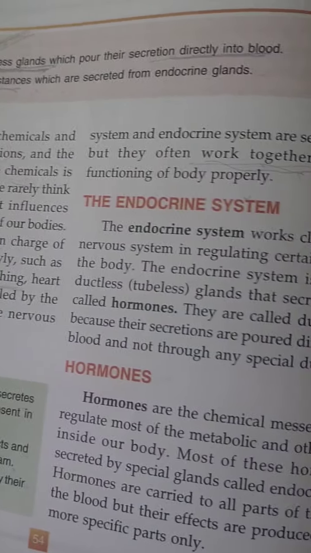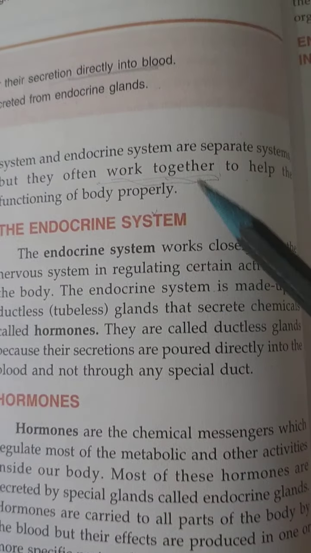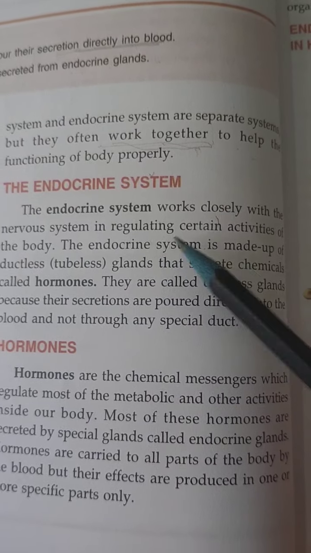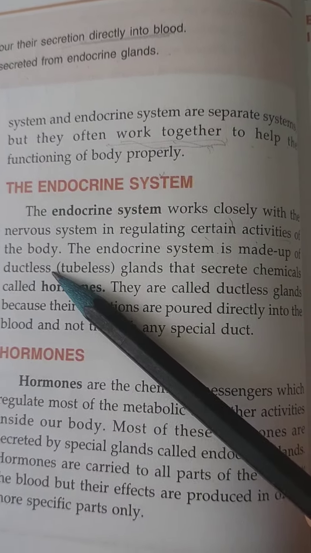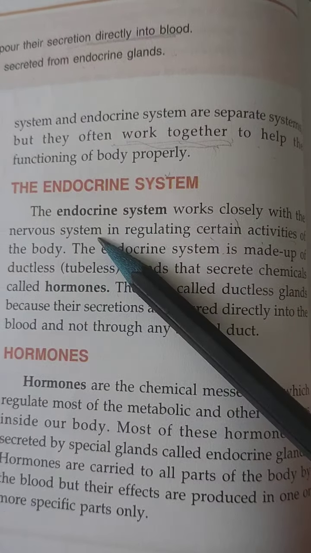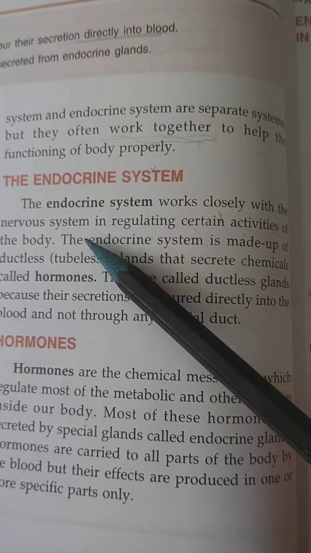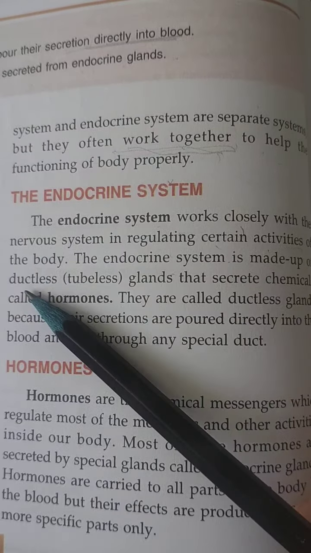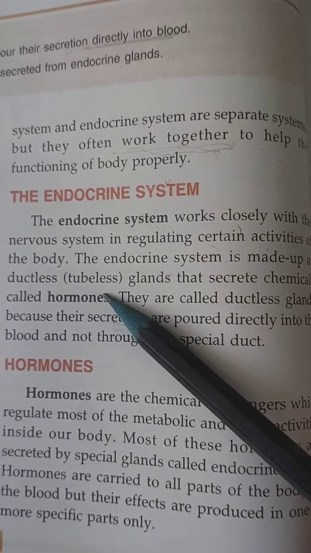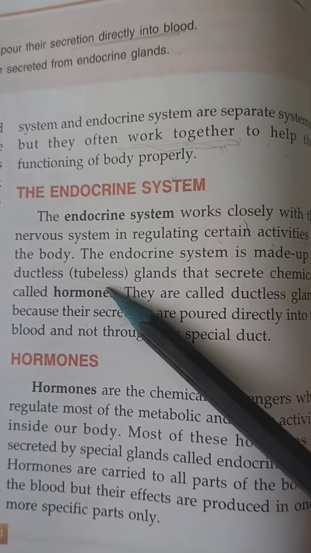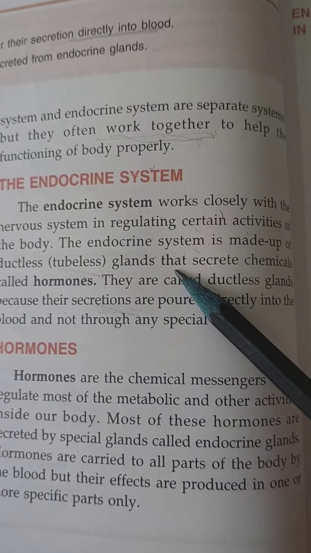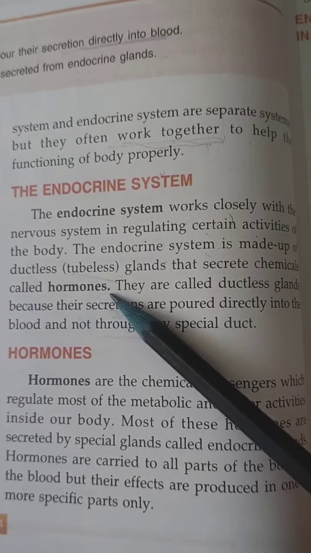So what is the endocrine system? The endocrine system works closely with the nervous system in regulating certain activities of the body. As I told you, the endocrine system and the nervous system both work in a coordinated way. The endocrine system is made up of ductless, or tubeless, glands. What is a duct? A tube-like structure. So the endocrine system is made up of ductless glands that secrete chemicals called hormones.